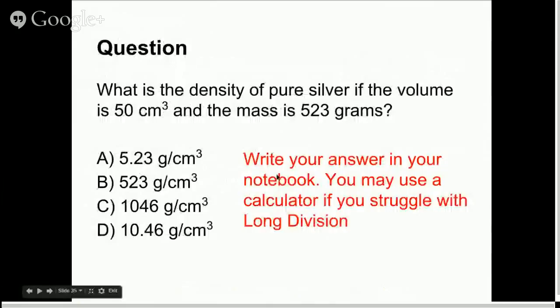Okay. Now I'd like you to calculate the density of silver in your notebook. Go ahead and pause it. You may use a calculator if you struggle with long division. Go ahead and pause.